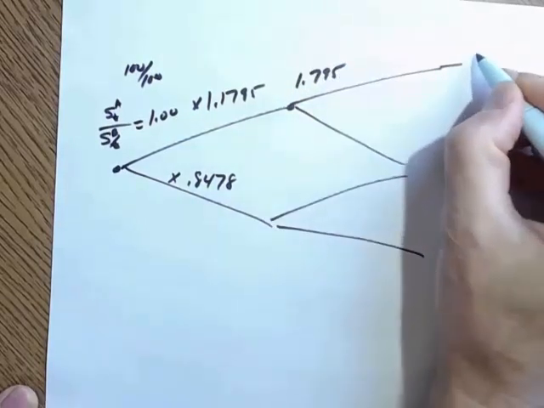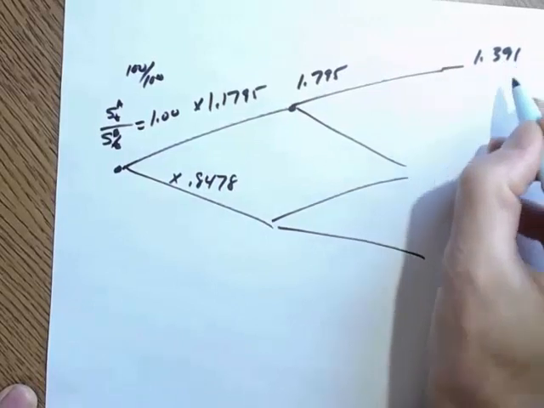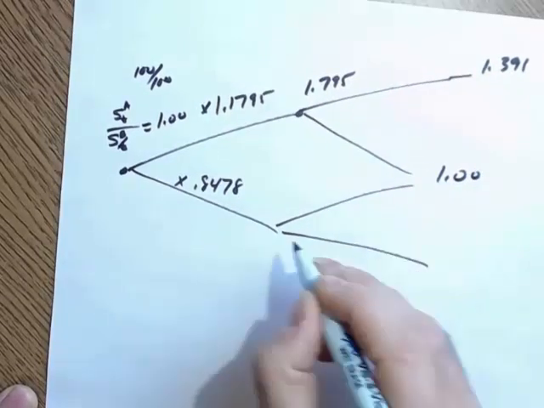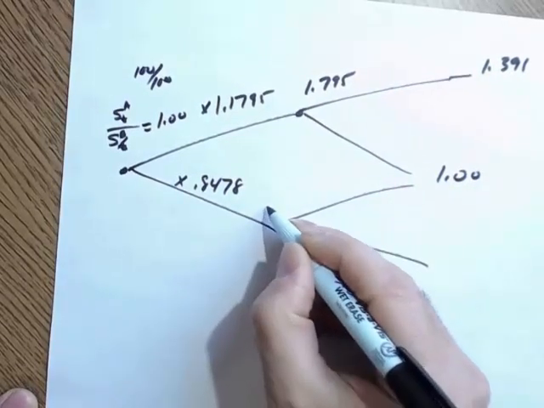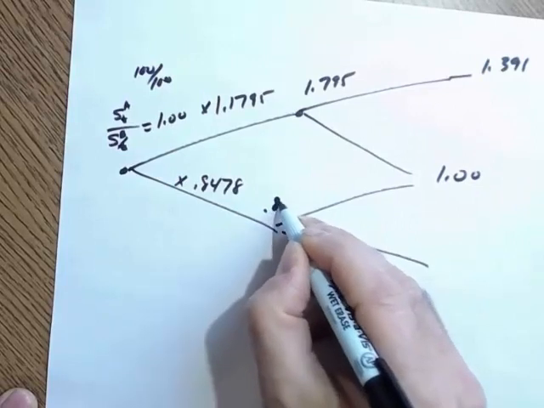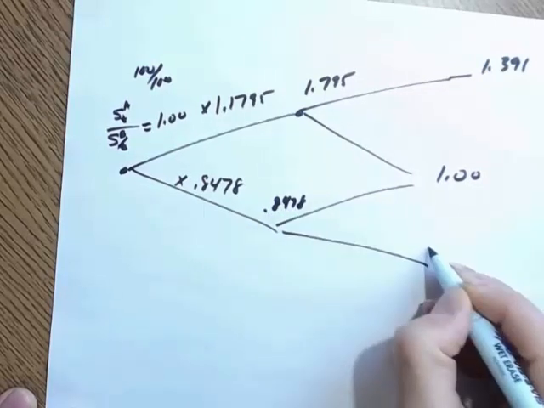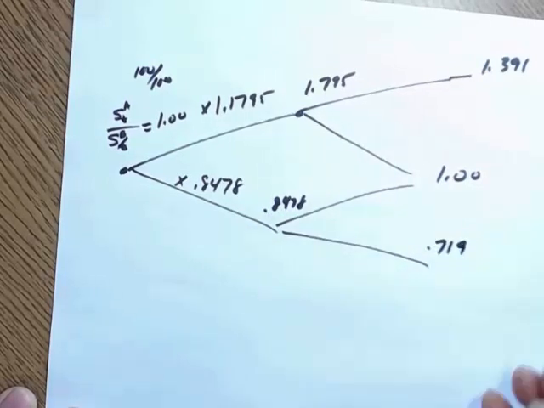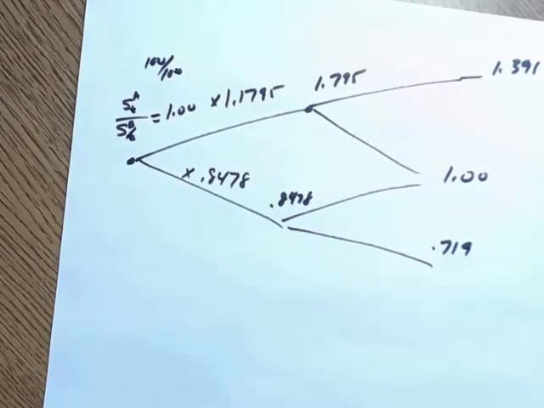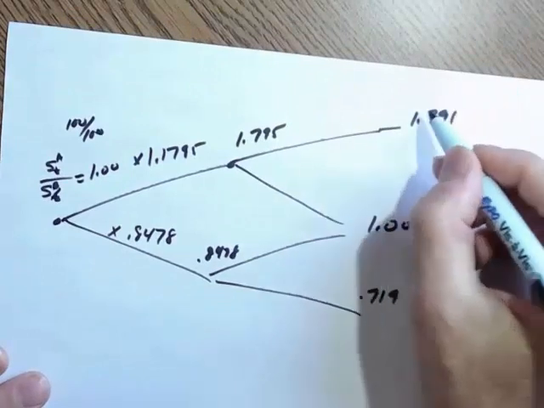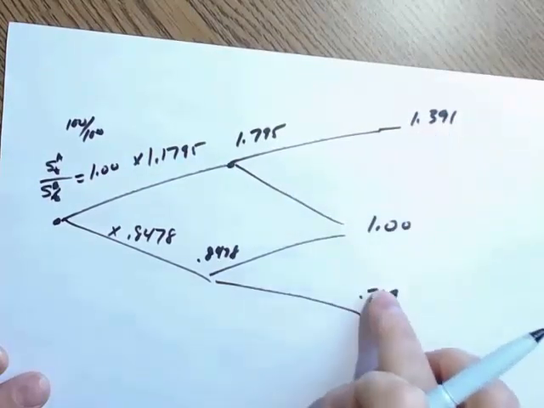$1.795. This comes out to be 1.391. 1.0. Let's see. This comes out to be 0.8478, and this is 0.719. So there are the payoffs, right? Now, oh, I'm sorry. That's the relative values at the end.